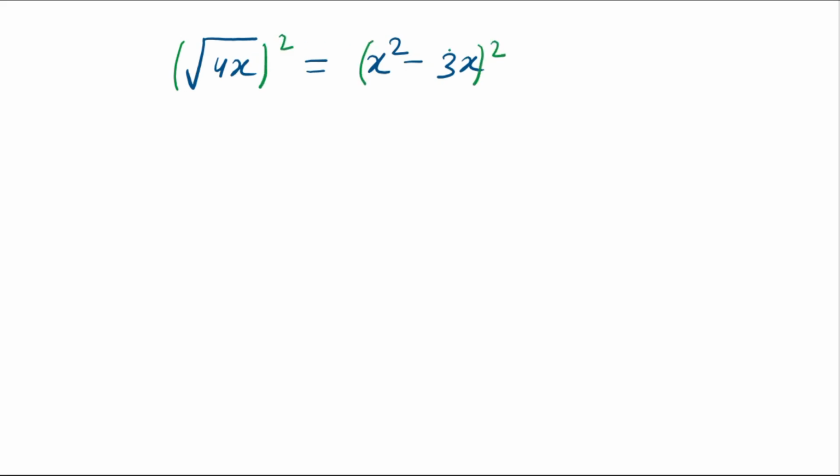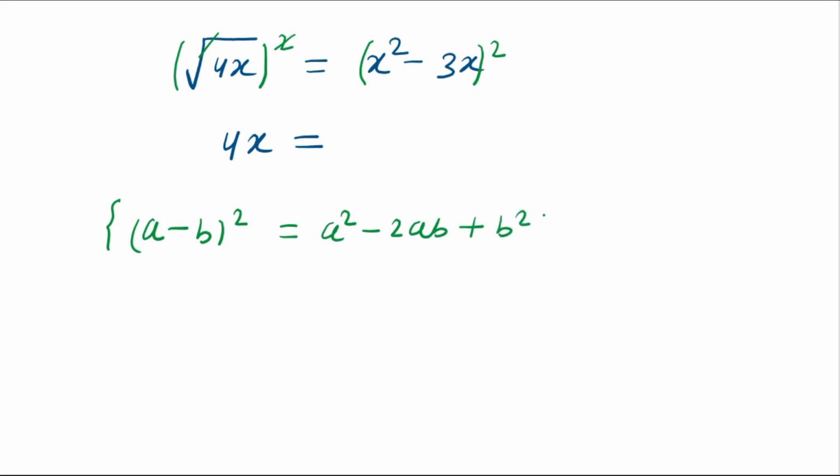Then on the left hand side the square root is cancelled out by the square. Then we have 4x, and this is equal to, on the right hand side, (a minus b) whole square. We know that (a minus b) whole square is equal to a square minus 2ab plus b square. Now if we apply this identity on the right hand side, then this is (x square) squared minus 2 times x square times 3x plus (3x) whole square.